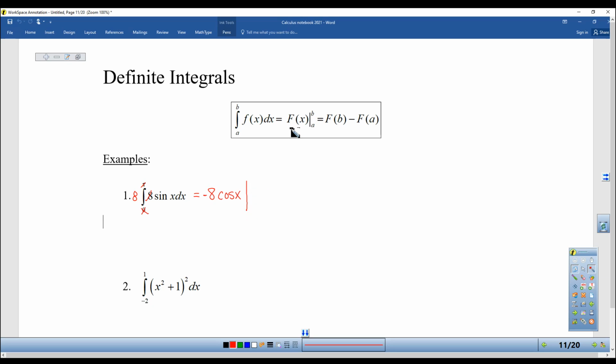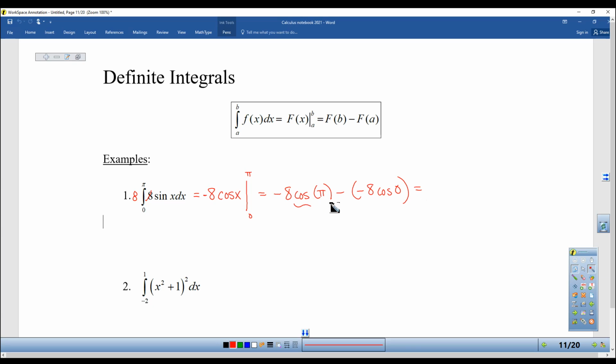So I'm on this step right here. I've found the antiderivative. And I'm going to add a bar, and I'm going to rewrite these two numbers, 0 and pi. And now I'm going to plug pi in first, so it's going to go from the top to the bottom. So b minus a into my antiderivative. Negative 8 cosine of pi minus negative 8 cosine of 0.